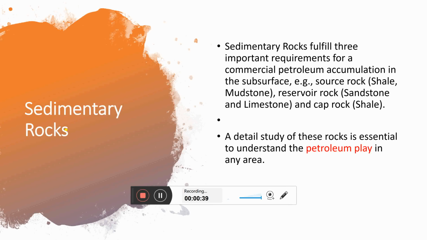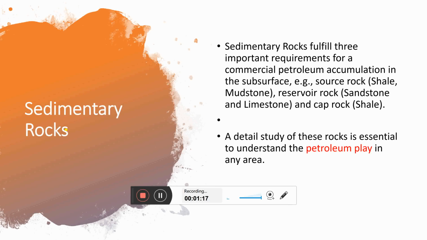Sedimentary rocks fulfill three important requirements for a commercial petroleum accumulation in the subsurface. For example, source rock, such as shale and mudstone, those act as a source rock. Reservoir rock, such as sandstone and limestone. And cap rock. In cap rock, you can also add evaporites as well in addition to shale. Today we'll discuss a little about evaporites as well.